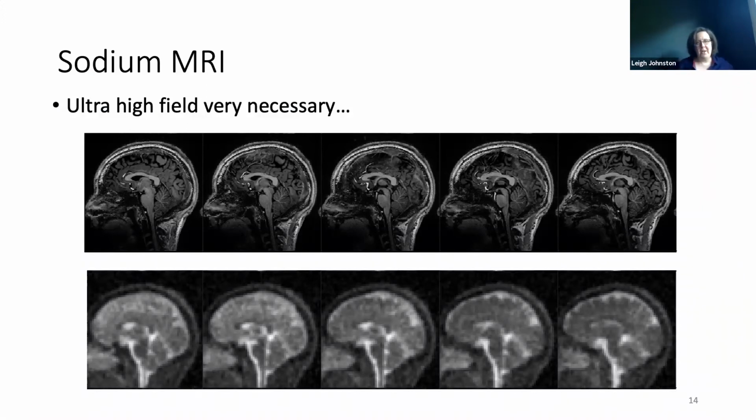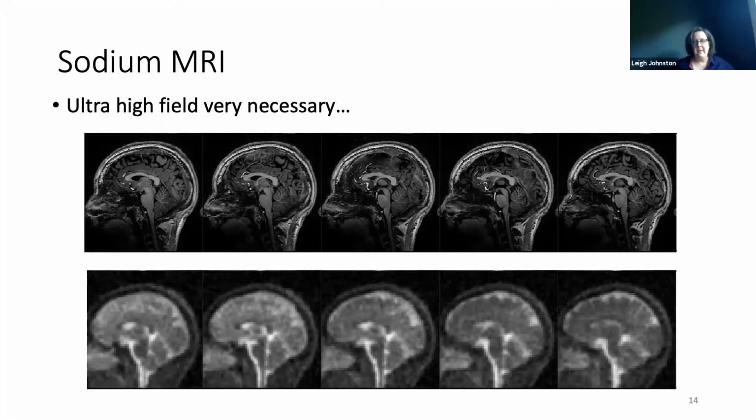Let's say that ultra high field is very necessary. And you might think that what this one at the top is sodium images taken at 7 Tesla, and down the bottom, sodium images taken at 1.5 Tesla. But unfortunately, that's not the case. At the top here, these images are 7 Tesla images of proton channels, so water, okay? Down the bottom, this is what sodium images look like at 7T.